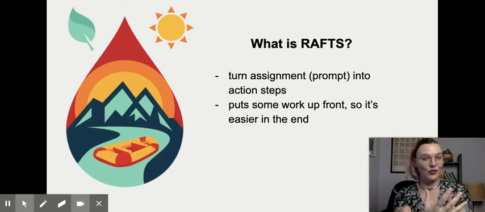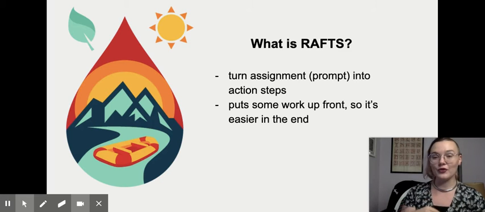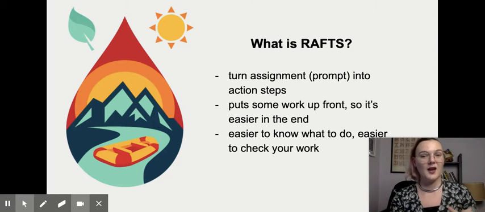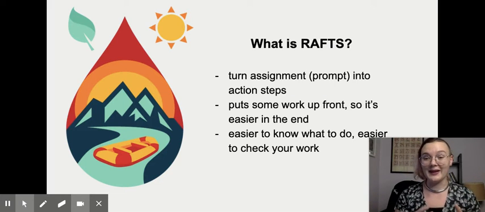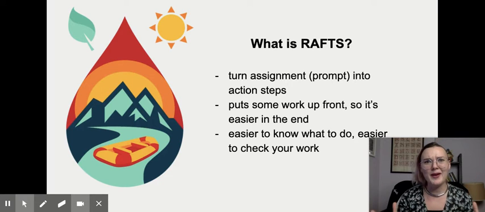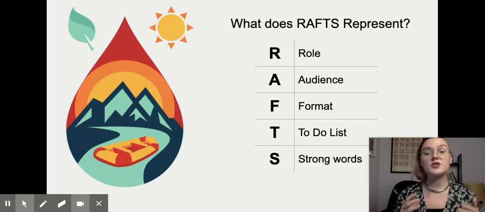It puts some work up front so that ultimately it's easier for you to do the work in the end. It's easier to know what to do. It's easier to check your work. This is how you're gonna make a to-do list out of a paragraph description of what you need to write. So what does RAFTS represent?